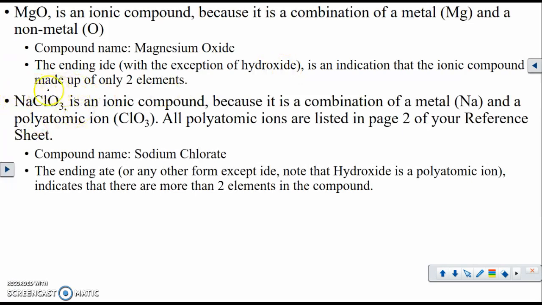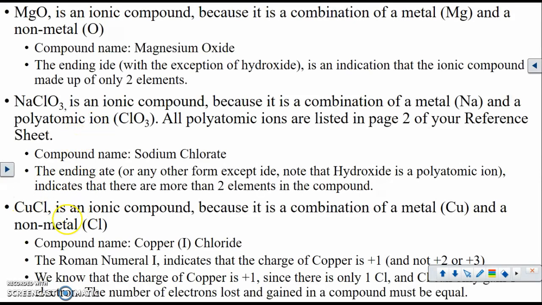Here we have sodium chlorate, and the reason it's called sodium chlorate is because it's a combination of the metal sodium and the polyatomic ion chlorate. With a polyatomic ion, you just copy the name of the ion down and write it the way it is: sodium chlorate. Note that -ate or any other ending except -ide indicates that there are more than 2 atoms present in a compound.